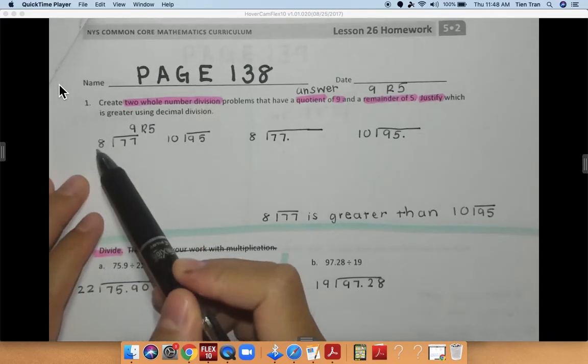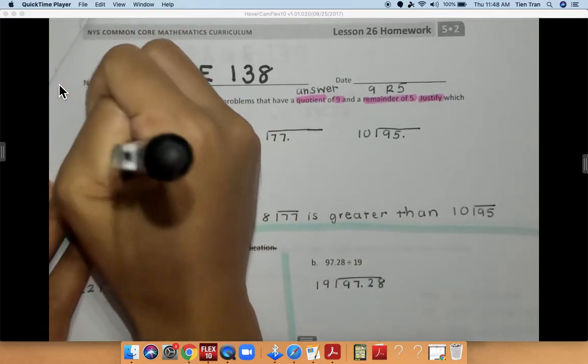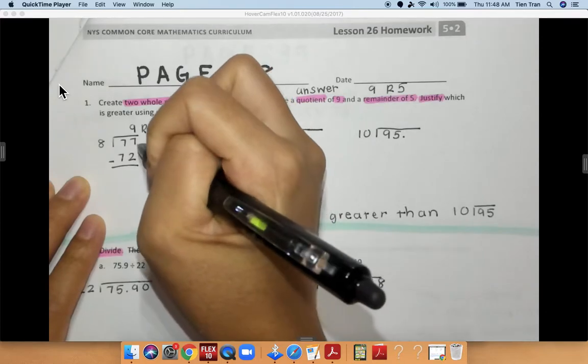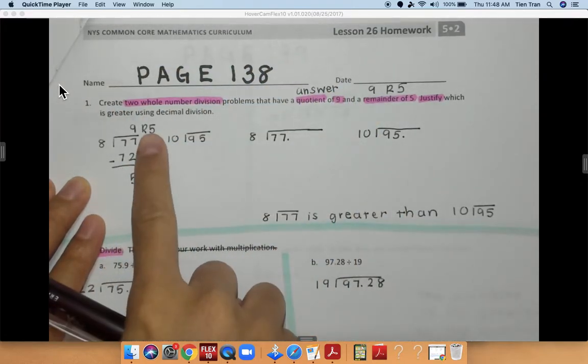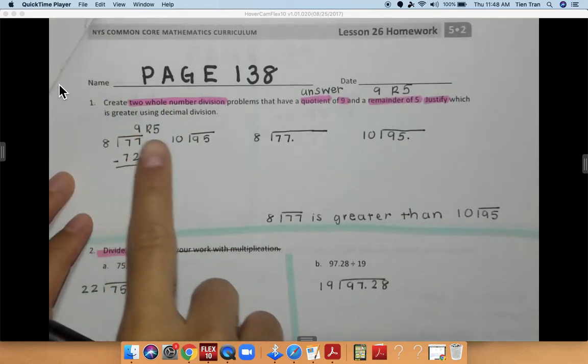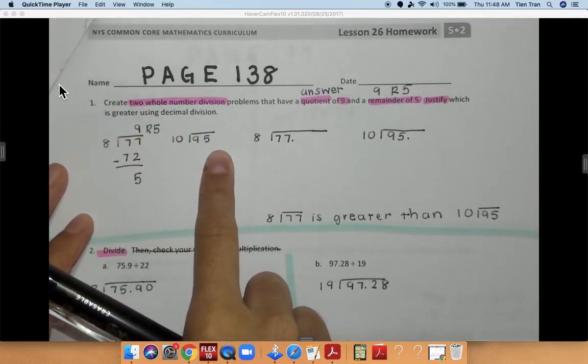I'm multiplying 8 times 9, which is equal to 72. 77 minus 72 is equal to 5. So that means that my remainder is equal to 5. So I showed one equation. And now I'm going to show the other equation.